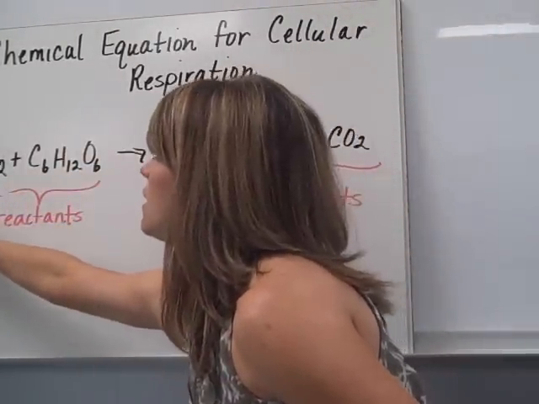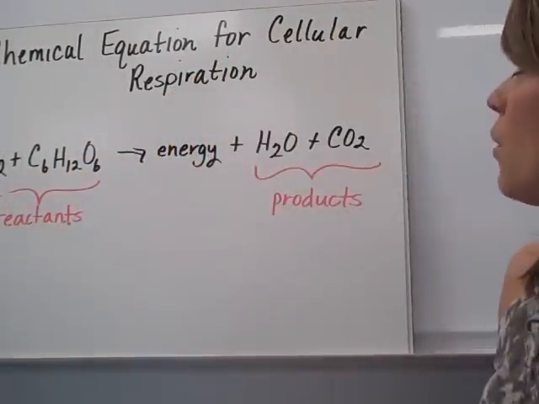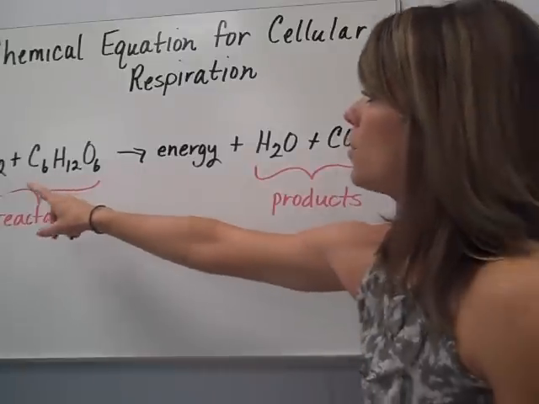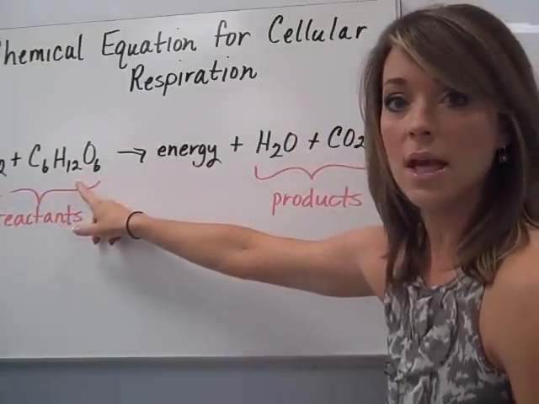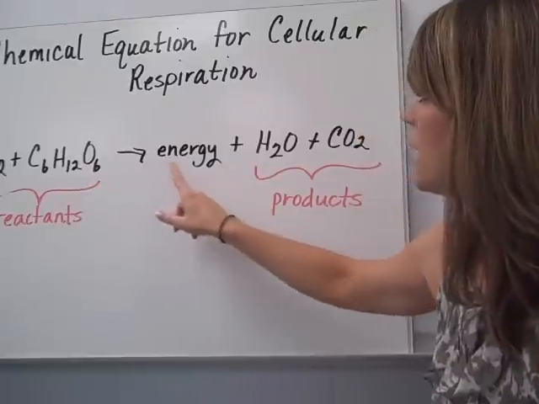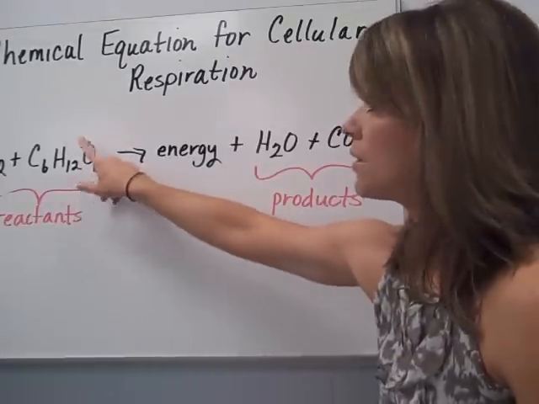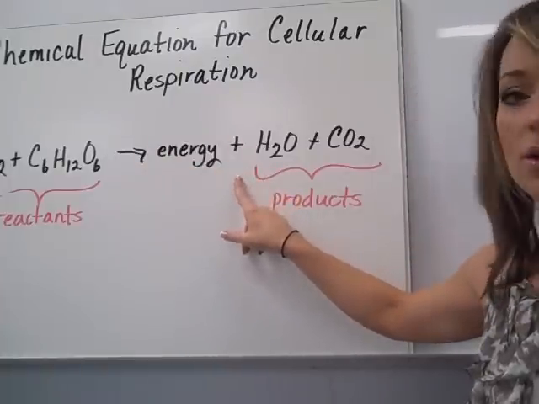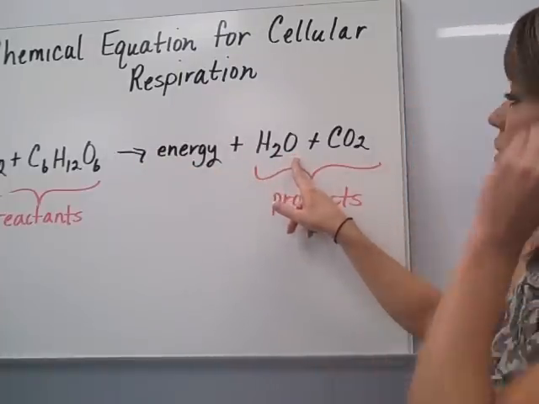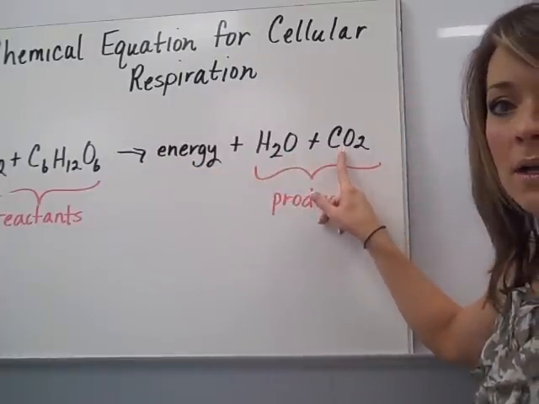So here is the chemical equation for respiration. It is O2, which is oxygen, reacts with glucose, which is C6H12O6, to release the energy in that glucose that's stored in the chemical bonds of its atoms. And waste products that are given off are going to be H2O, which is water, and carbon dioxide, which is CO2.